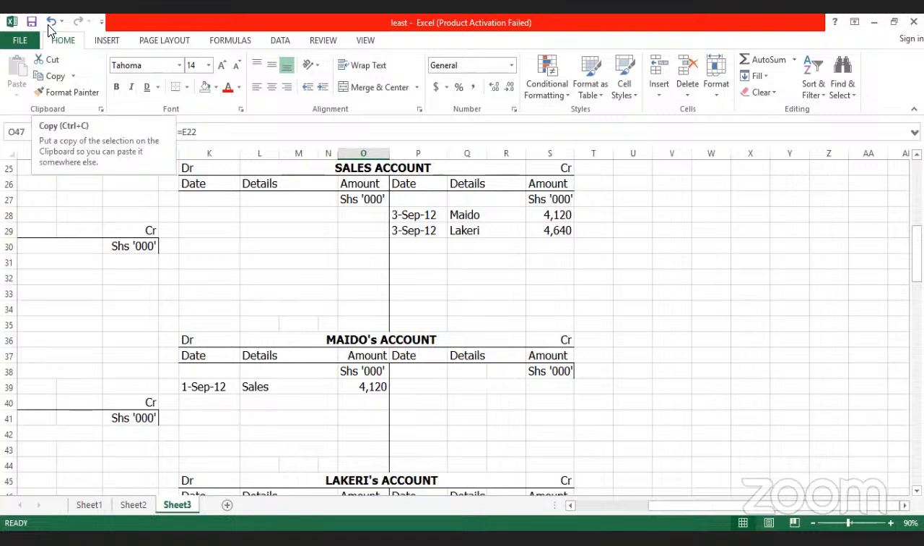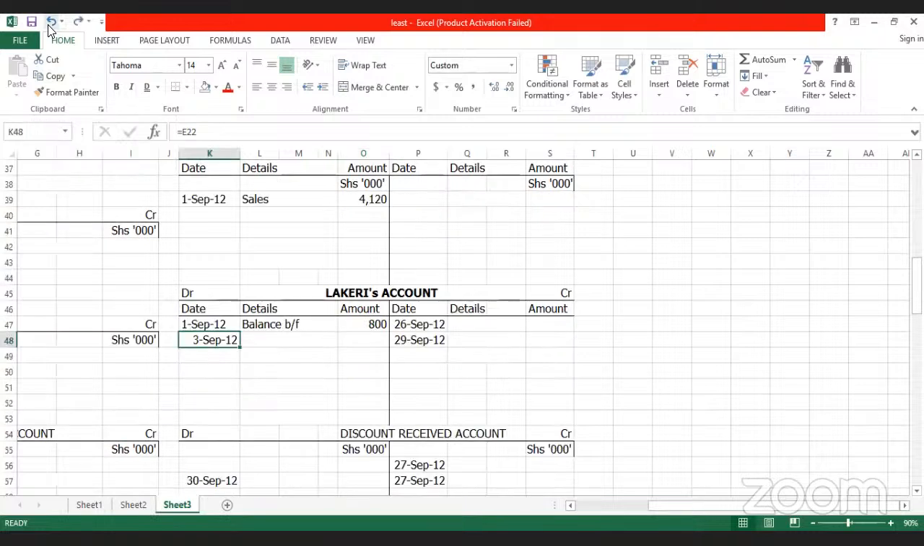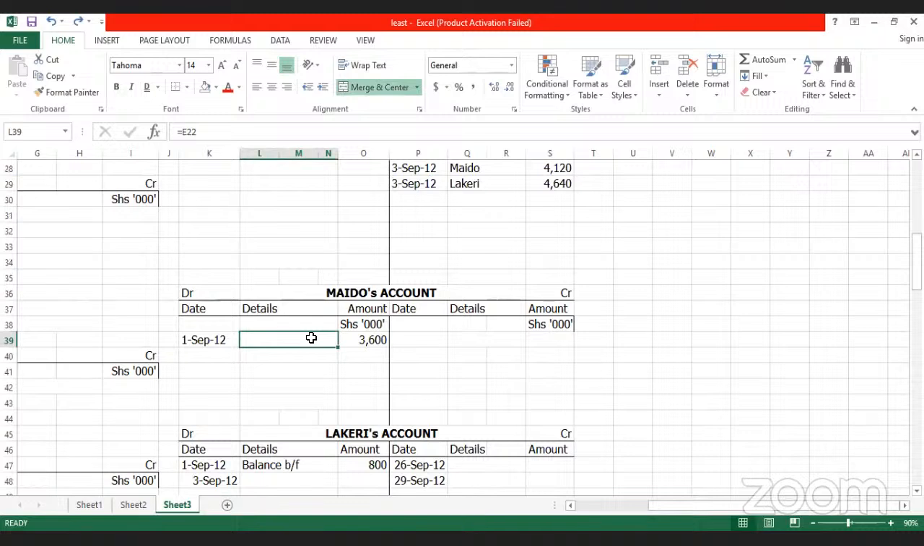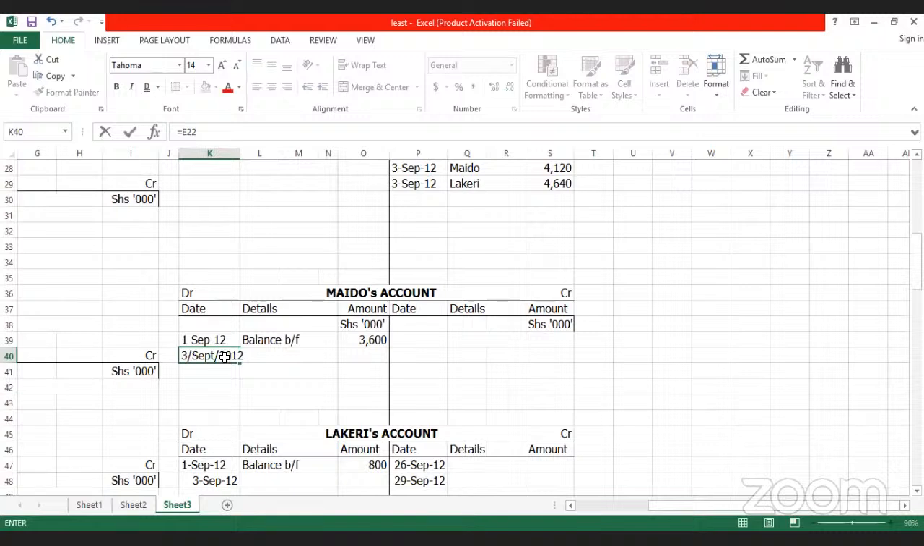I think I'm supposed to first enter the opening balances. There was the opening balance of 3,600. This was the balance brought forward in Maido. Then on the 3rd September 2012, Kabati made sales to Maido for 120.